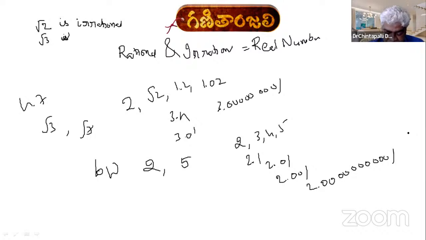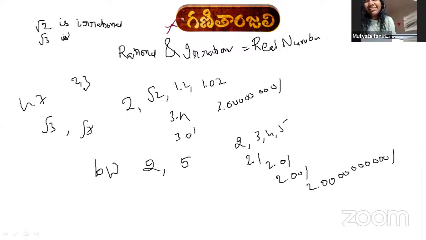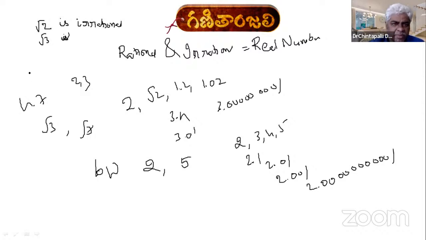For example, say two numbers which are very close. 2 and 3. Please tell how many real numbers are there between 2 and 3? Infinite, sir. Infinite numbers are there. Take very near numbers, for example, 2 and 2.1. How many numbers are there between 2 and 2.1? Infinite, sir.